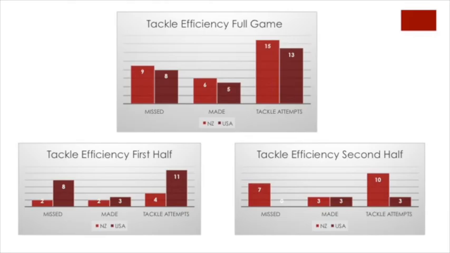The tackle efficiency in the second half shows that there were 7 missed tackles out of a total of 10 tackle attempts for New Zealand. Within the second half, USA made 3 tackle attempts and achieved 3 successful tackles. This may be due to the lack of offensive pressure from New Zealand.